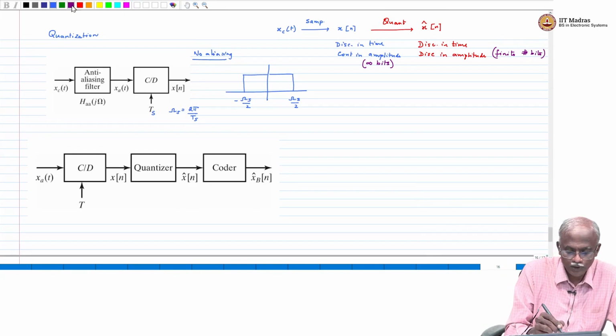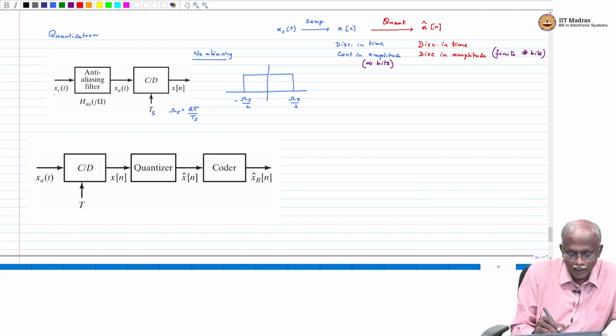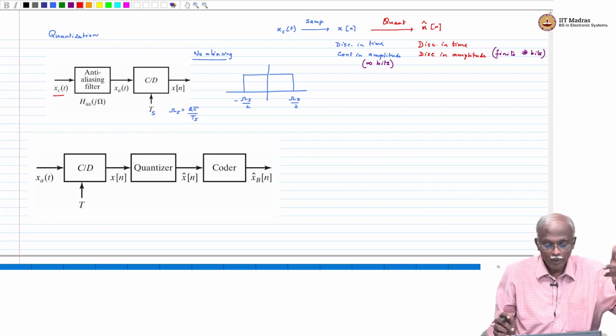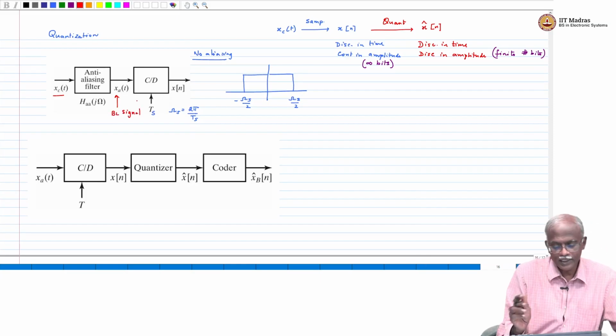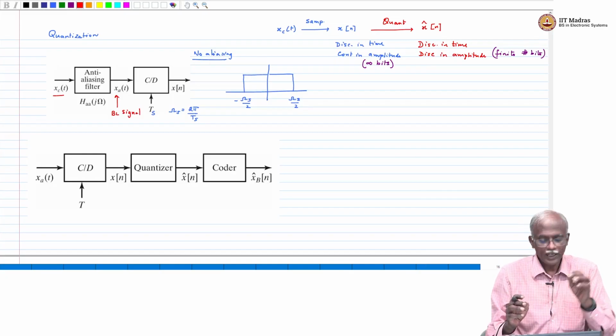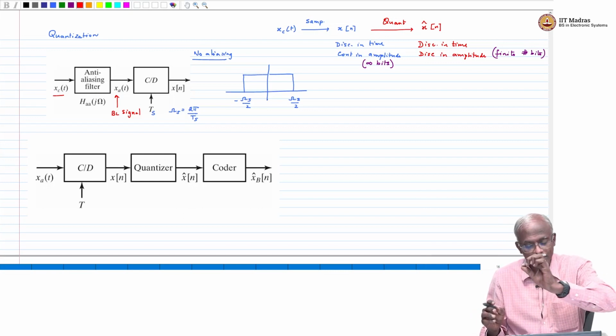In the textbook you will notice that there is a subtle change in notation. The continuous time signal is xc of t. Now, it may or may not be band limited. So before you apply it to a C to D, remember it is passed through an anti-aliasing filter, and this is a band limited signal. xa of t is a band limited signal. It has been filtered by an anti-aliasing filter, which means that when you convert it, there will not be any aliasing at the other end.